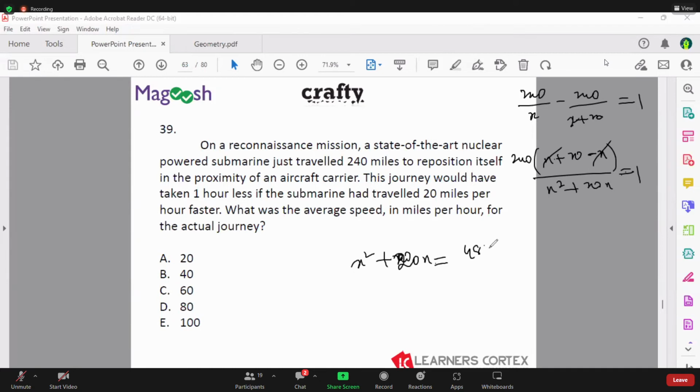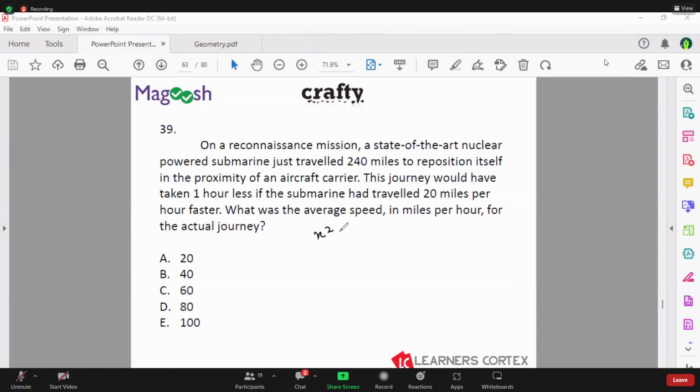4800. Now the quadratic equation would become x square plus 20x minus 4800 equals to 0. Now we have to find out the factors of 4800 in such a manner, the difference of which is 20, and one of them has to be negative. So it will be 80 and 60.